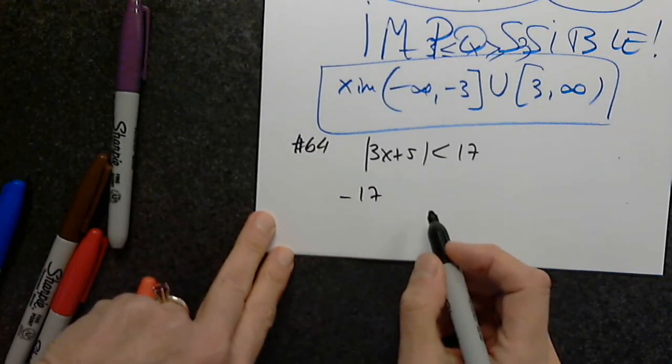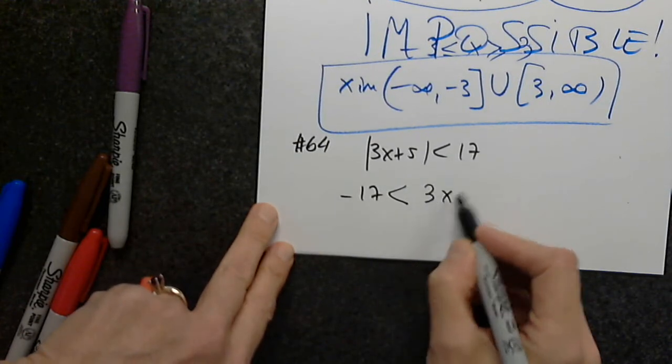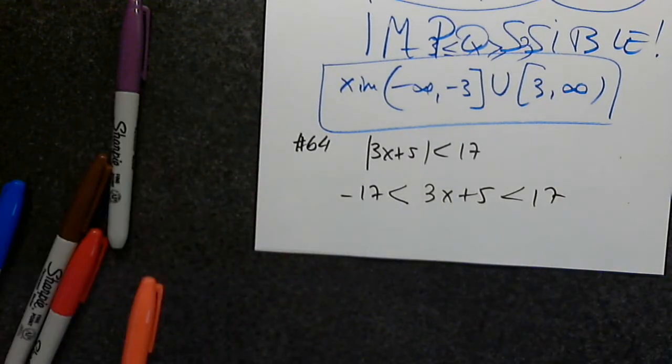-17. Awesome. Is less than 3x plus 5. Very good. Less than 17. That's it. That's all I need to do. And now I learned a few minutes ago how to deal with a compound inequality and then take it from there and give me the answer.